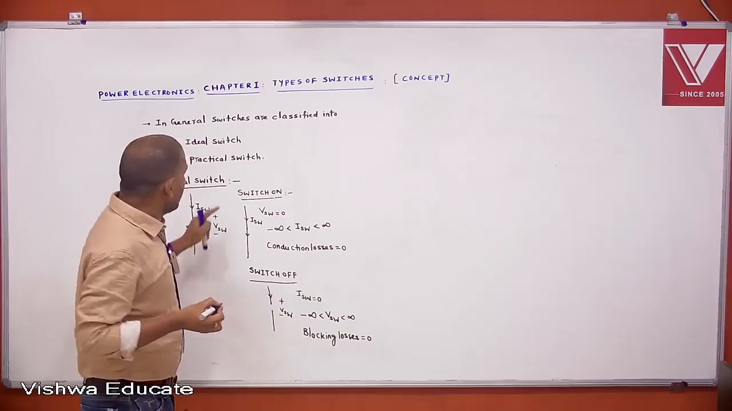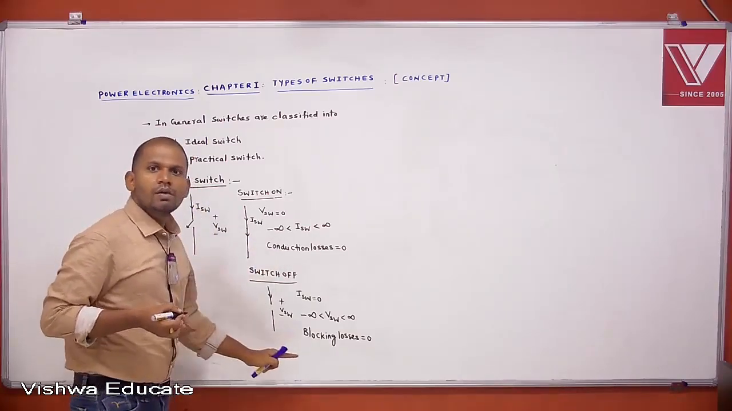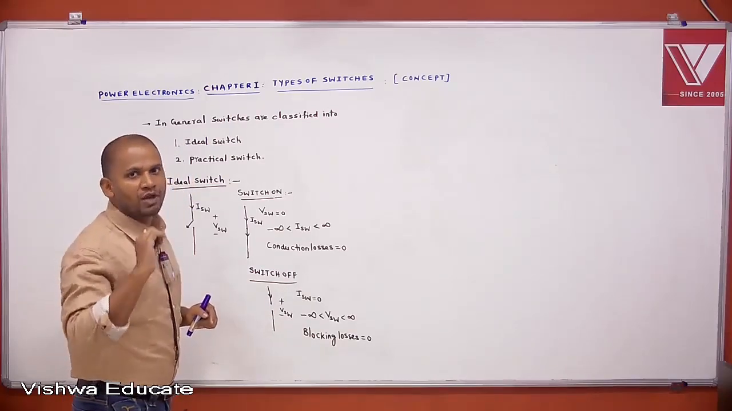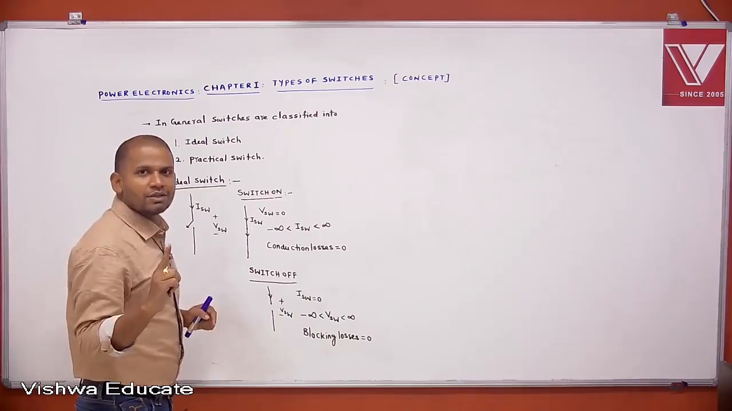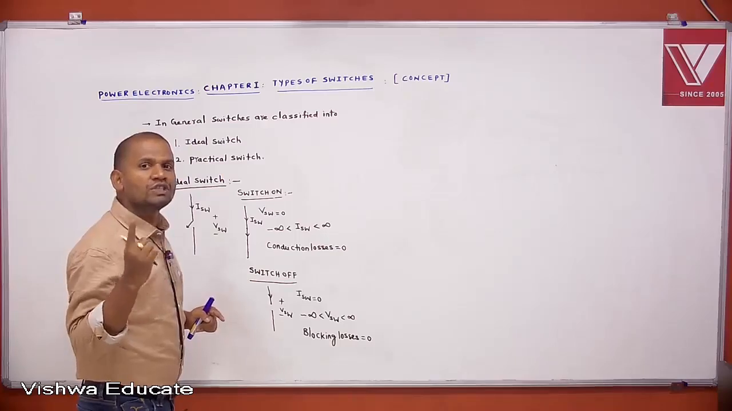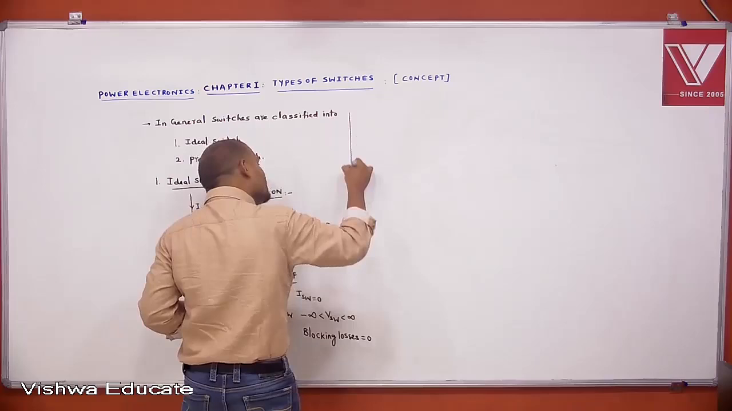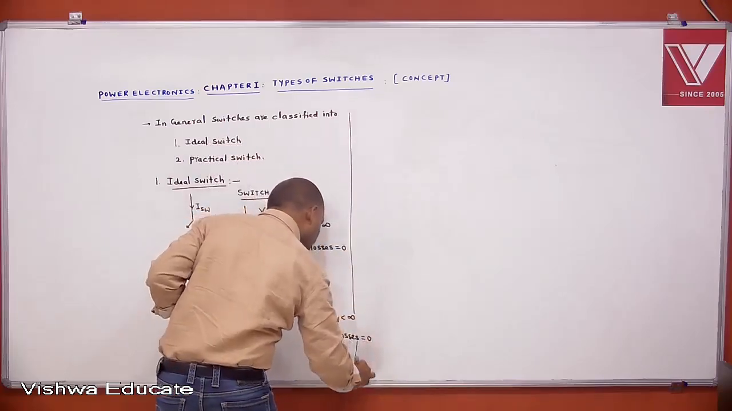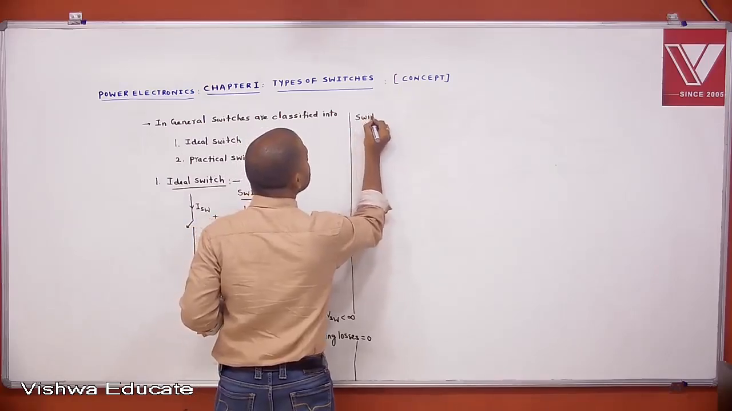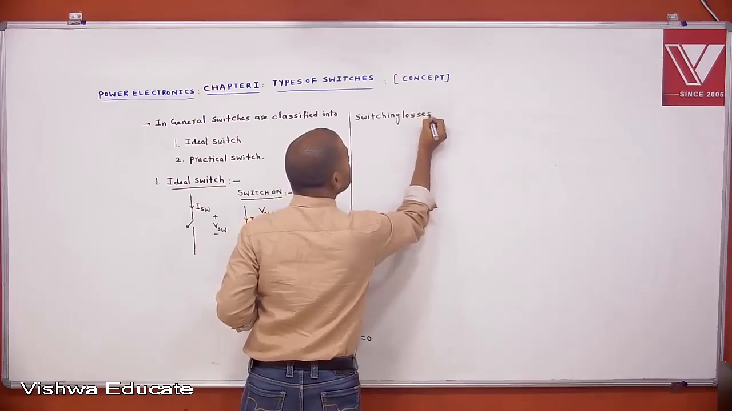Then, in an ideal switch, conduction losses are 0. Blocking losses are also 0. In any switch, there exist three types of losses. One is conduction losses, another is blocking losses. There is another type of losses, those are called switching losses. In an ideal switch, switching losses are also 0.